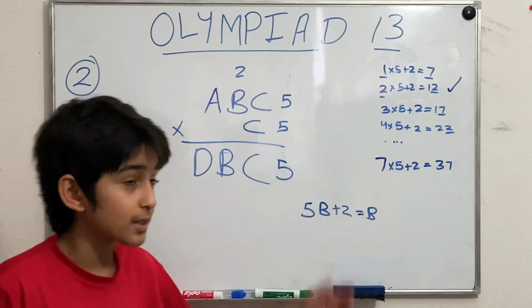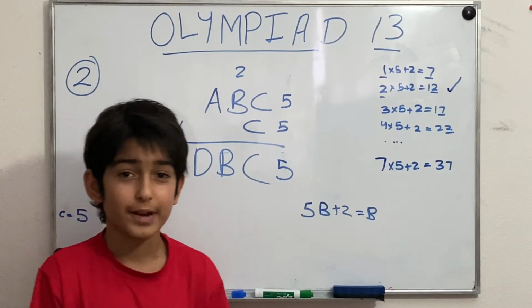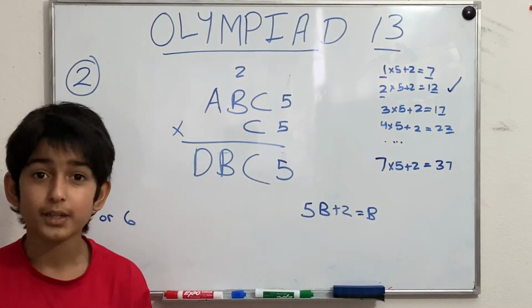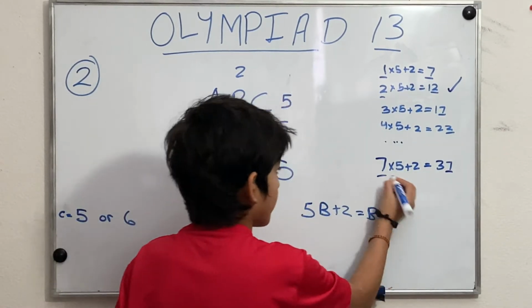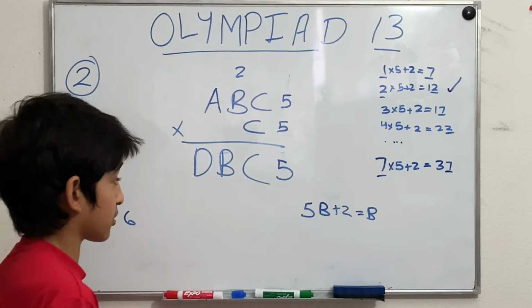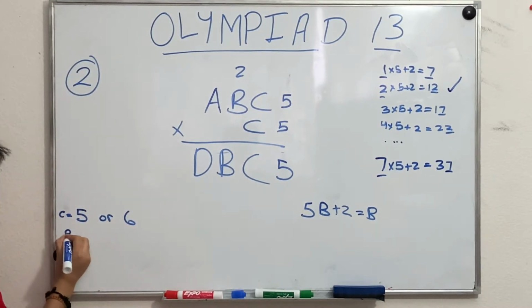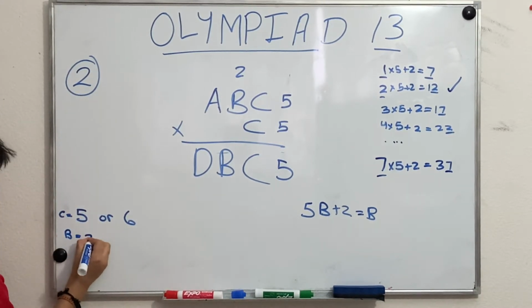But if you guys didn't get this concept, then make sure to watch my order of operations video, which I'll make sure to leave a link down in the description below. But right now, let's solve this. 7 and 7, they both match. So 7 is also correct. So B is equal to 2 or 7.